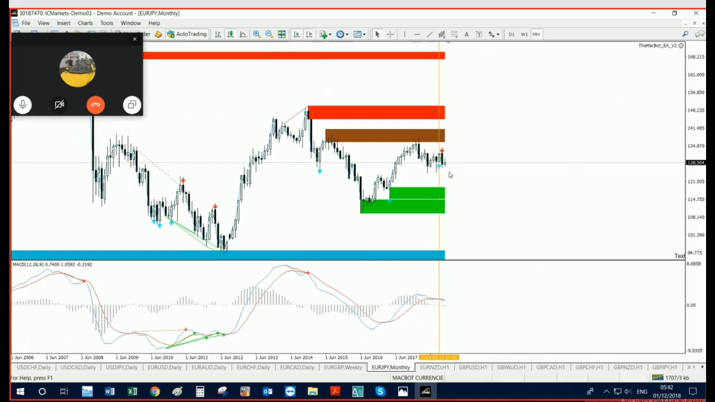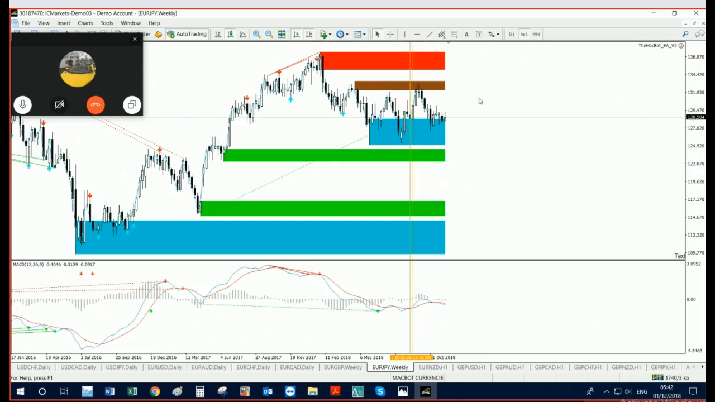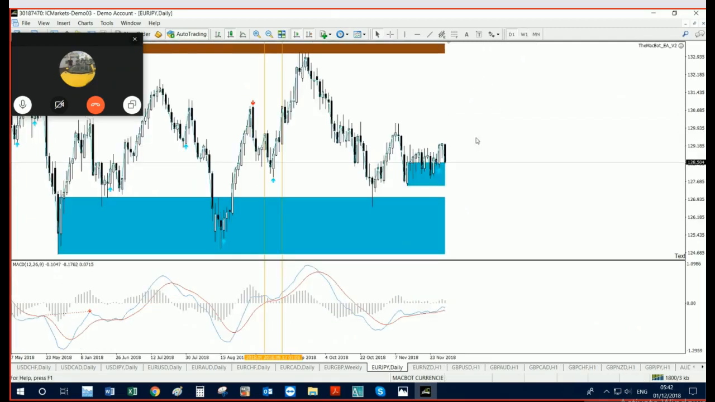Monthly, there are no trading opportunities. Weekly, I've got trading opportunities to go long. Look for a daily inside the weekly. Daily inside the weekly, so we already have the sign there.